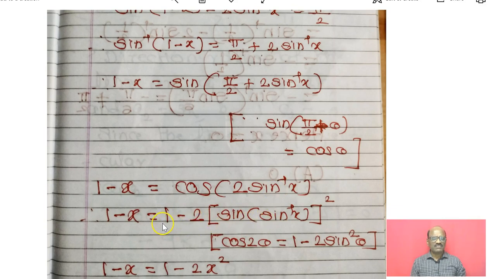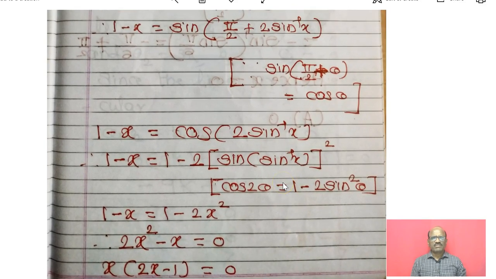And that is we write here: 1 minus 2 (sine inverse of x) in bracket square. Here is the formula. But what is the value of this? That is 1 minus x. And the value of this is sine inverse of sine x, that is x, and the bracket square means x square. So 1 minus x is equal to 1 minus 2x square.